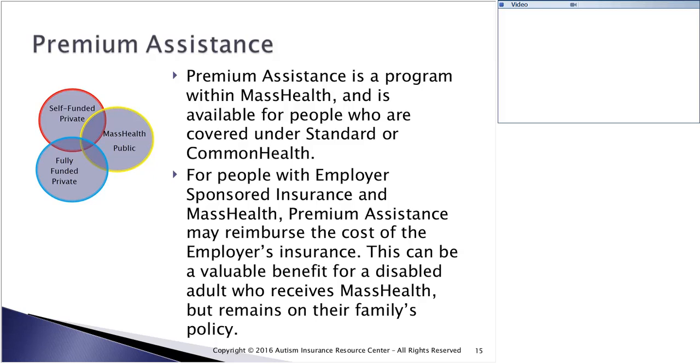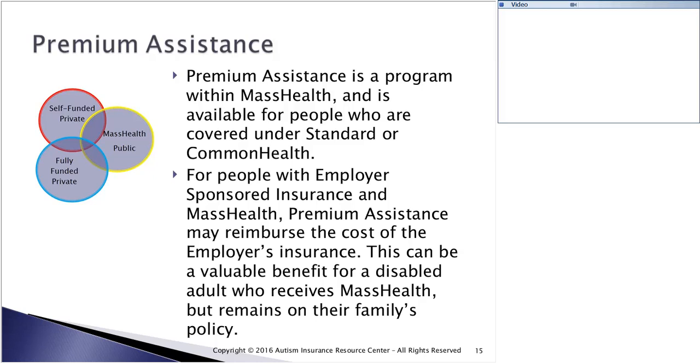So for a disabled adult who receives MassHealth but remains on their family's policy, they would be eligible for premium assistance, and the amount is determined by a formula, but a disabled adult might be eligible for up to, say, $1,300 a month of premium assistance. So if you are a family and you're keeping your disabled dependent on a private policy and you can get that kind of reimbursement, that can be a very, very valuable benefit.